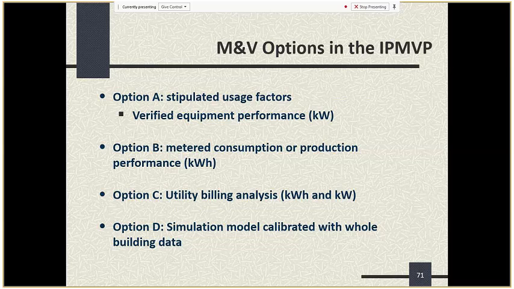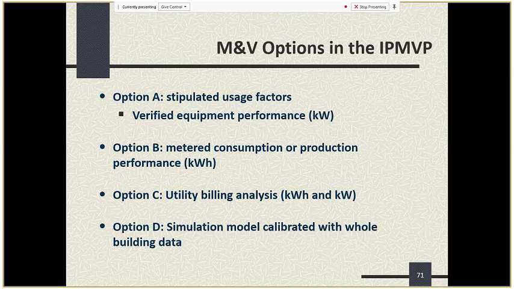In option B, there's usually some sort of metered consumption or production performance. A good example here is the output from the PV systems, where you actually have a dedicated PV meter, so you can measure the production and then you can normalize it based on solar irradiance, etc. But there you have a more dedicated look at what's going on. And there are other ways you can do option B too, which we'll talk about a little later.